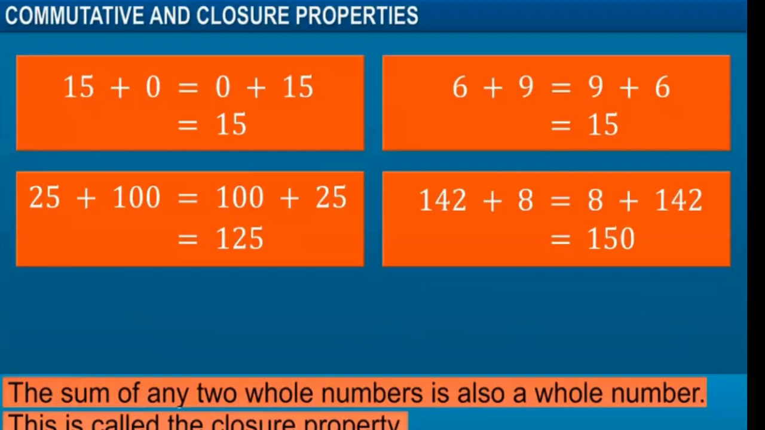Okay, in your notebook just write the sentence that you can see on the bottom of the screen. The sum of any two whole numbers is also a whole number. This is called closure property. Okay, so commutative property, closure property, do you understand these two?